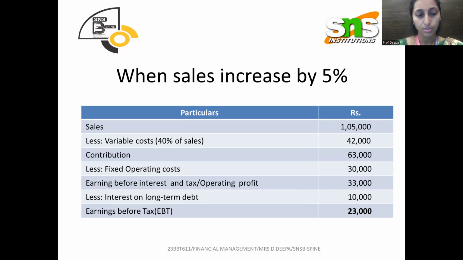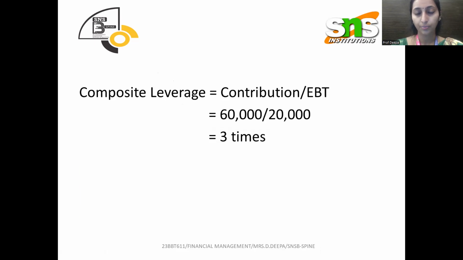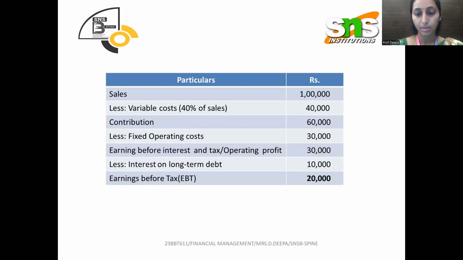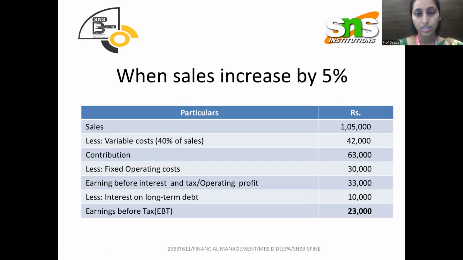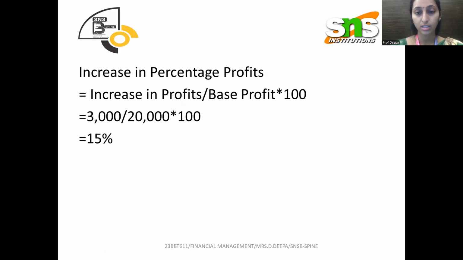The contribution value will change, and everything else. Fixed operating cost, then EBIT, its value is 33,000. And again, minus 10,000 interest. So now EBT will be 23,000. Our earlier EBT is 20,000. When sales increases by 5%, now EBT is 23,000.